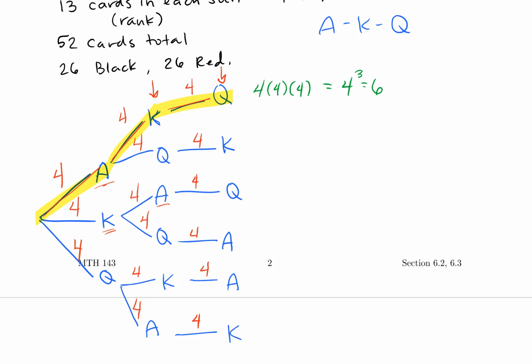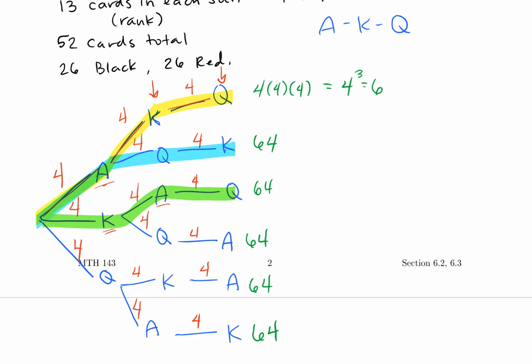Let's look at the next branch. How many ways can we get an ace followed by a queen followed by a king? We can do this in 4 times 4 times 4, so 64 ways. Every branch should be giving us 64, right? Because each time we have 4 times 4 times 4. So we'll get 64, 64, 64, and 64.